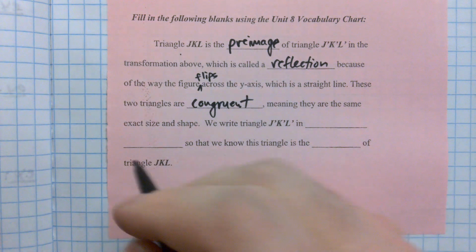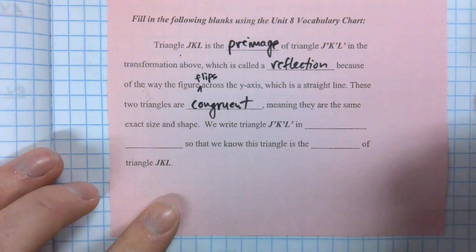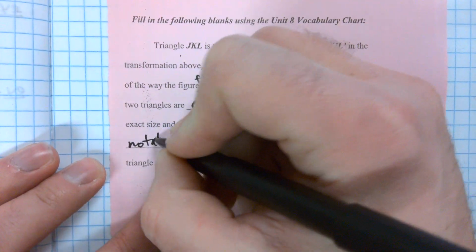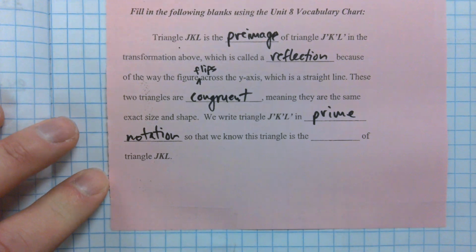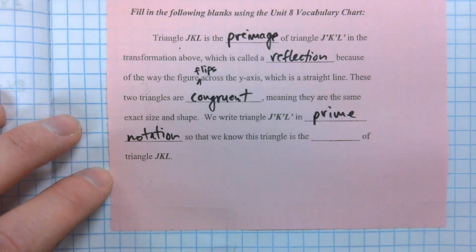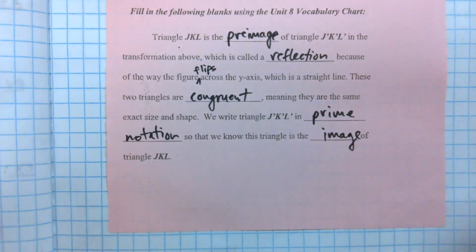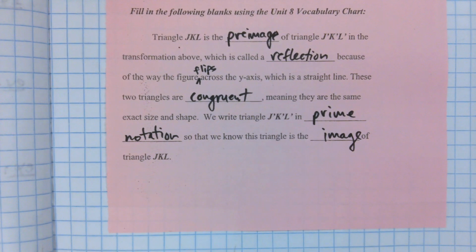All right, meaning they're the same exact size and shape. We write triangle J prime, K prime, L prime, Tina, in what? Prime notation. Good. So that we know that this triangle is the blank of triangle JKL. Who's got my last one? Anybody? Karina? Image, exactly. There we go. I'll get those exit tickets written when you guys are working. Let's go ahead and get started.